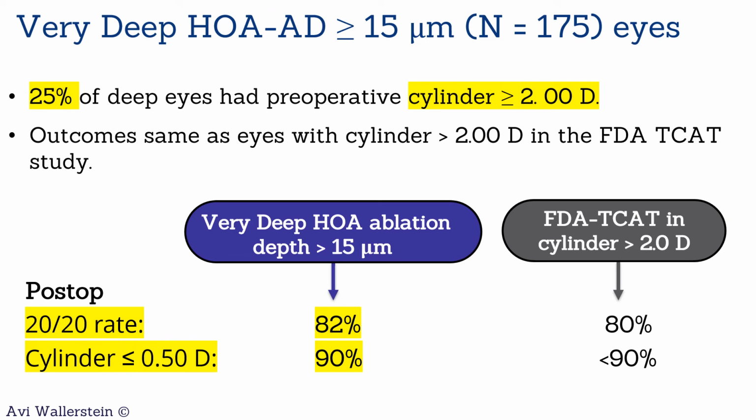For very deep eyes with ablation depth of 15 microns or greater, 82% achieved 20/20 and 90% were within a half a diopter of intended plano cylinder. It's a similar outcome to the subset of eyes with cylinder greater than 2 diopters in the FDA study.